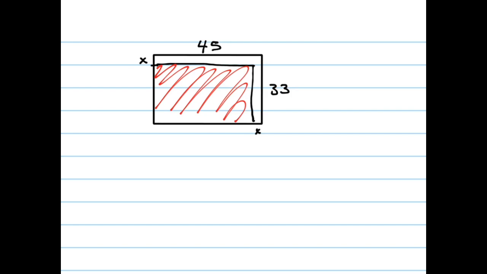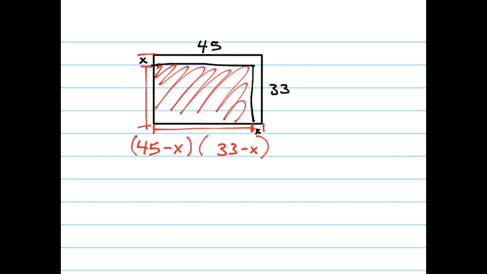Now, its width is not a total of 45. It's actually 45 minus x, because it's not all the way across. All the way across is 45, but the skateboard park is only this section here. So we have to take that x off to get the width of our skateboard park. Similarly, our length is 33 minus x. We have to take off that portion at the top from our 33. So our area is 45 minus x times 33 minus x.